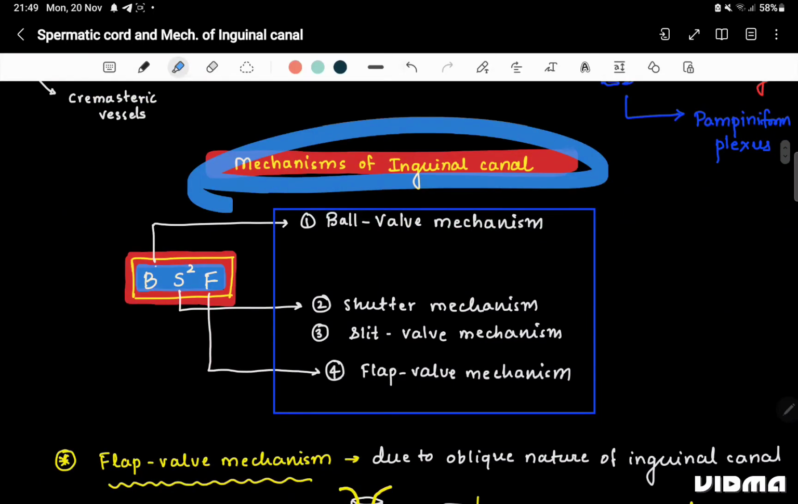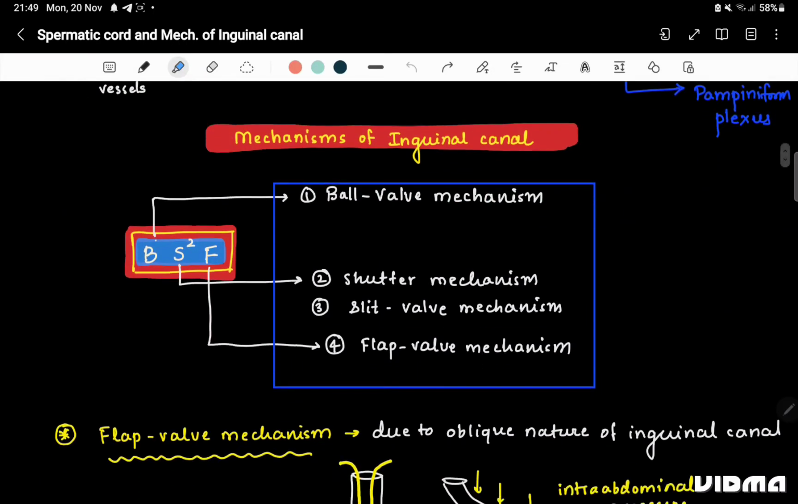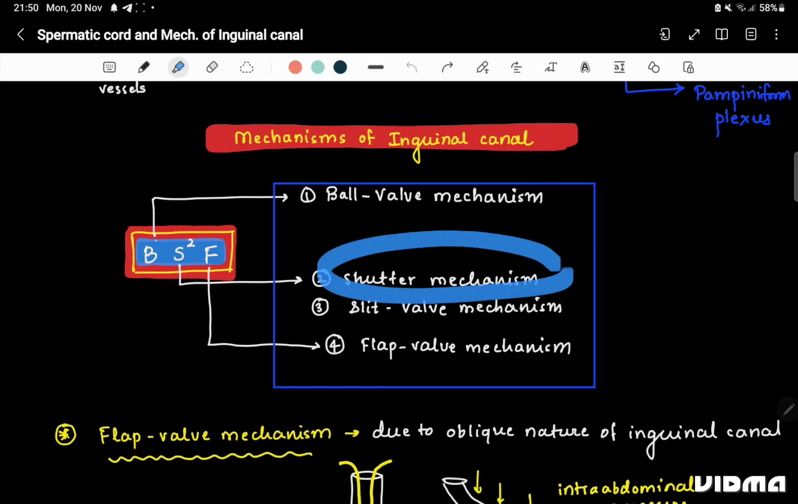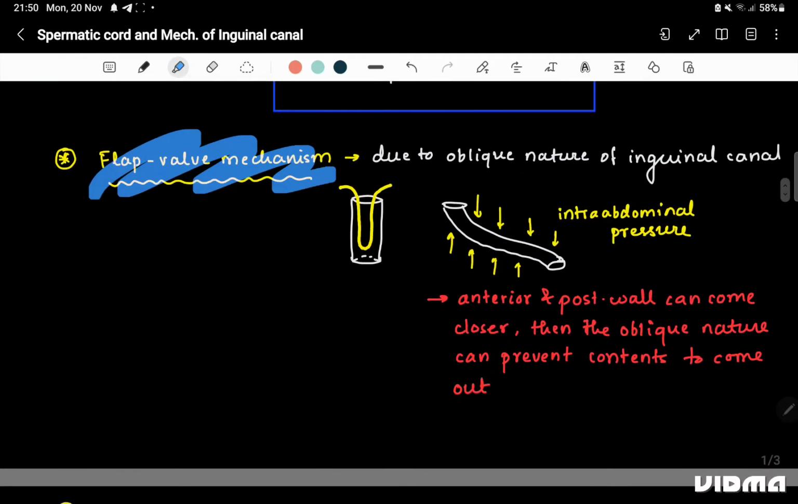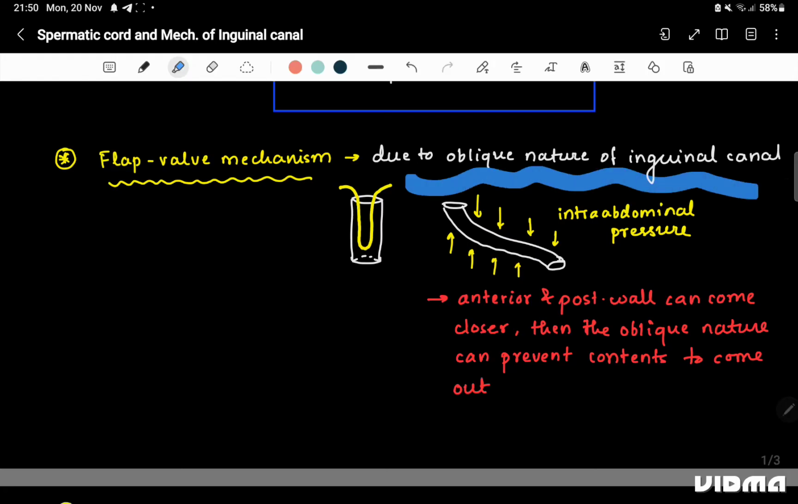What are the mechanisms of the inguinal canal? We can remember them as B square F: a ball valve mechanism, shutter mechanism, slit valve mechanism, and a flap valve mechanism. Ball valve, shutter, slit valve, and flap valve. So let's talk about the flap valve mechanism, which is due to the oblique nature of the inguinal canal.